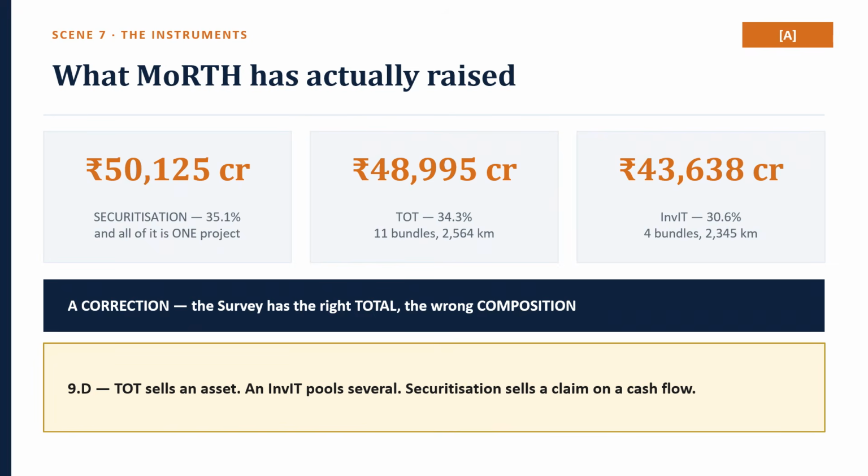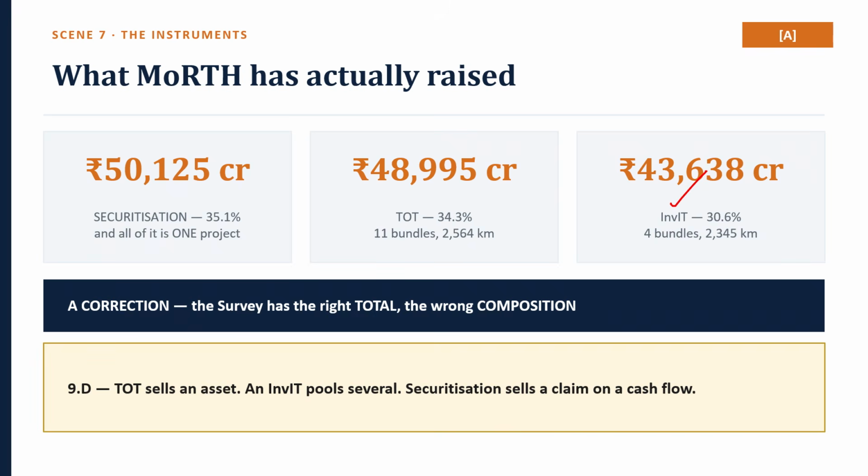Finally, the instruments, one line on each. They are examinable vocabulary. TOT, toll operator transfer: the private party pays an upfront fee for the right to collect user charges on a bundle of built roads. InvIT, Infrastructure Investment Trust: built revenue-earning assets pooled into a listed trust made under the SEBI InvIT Regulations 2014.